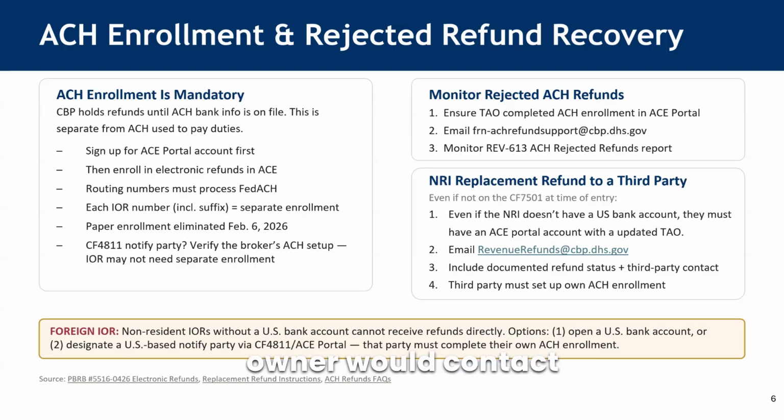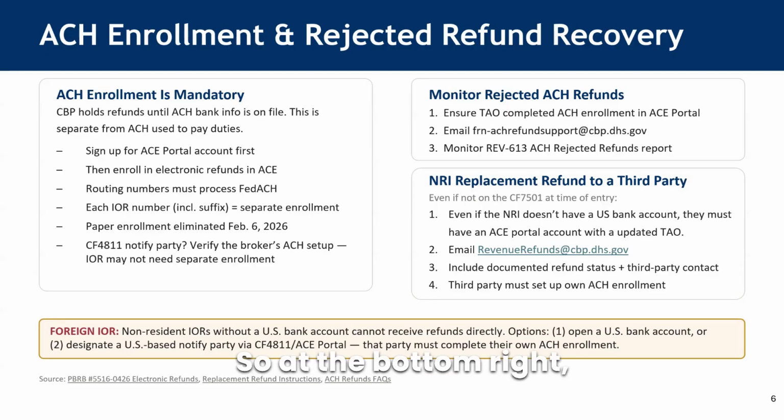That trade account owner would contact CBP and request that the refund be rerouted to a third party. They would provide CBP at this email address proof that their refund was accepted and it was reviewed and approved, but that the refund itself, the payment, got rejected because of this issue. And customs will work with you, hopefully, that's what they're telling us, to be able to reroute the refund to the third party contact and be able to remit that then to the importer.